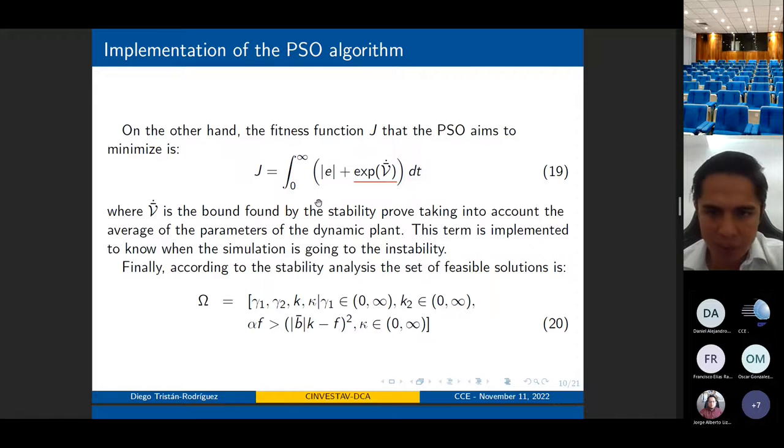where we use the error, the plant, and the exponential of the calligraphic V dot. In this case, we use a bar to take into account the average of the parameters of the dynamic plant with which we are going to do the simulation. This term is implemented for the PSO to know when the simulation is going to instability. This is very important because without this part, we need around 1000 seconds of simulations, which is very heavy computationally. With this exponential, we only need about 6 seconds.